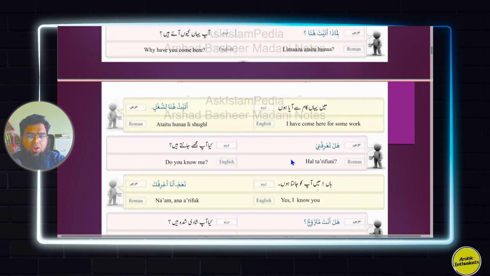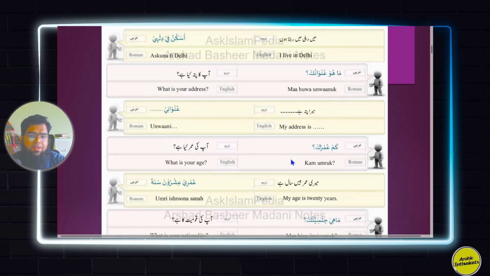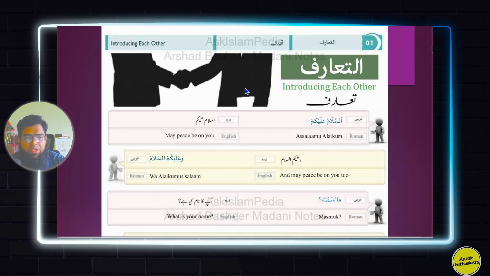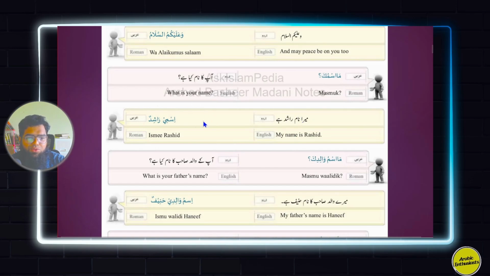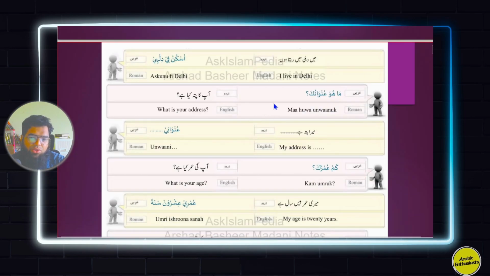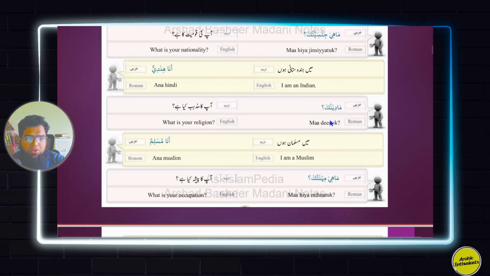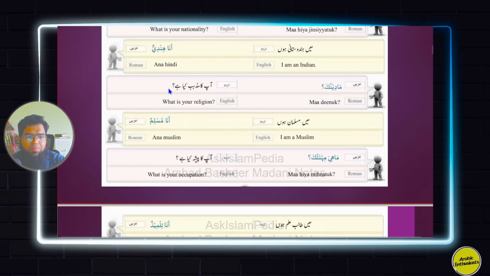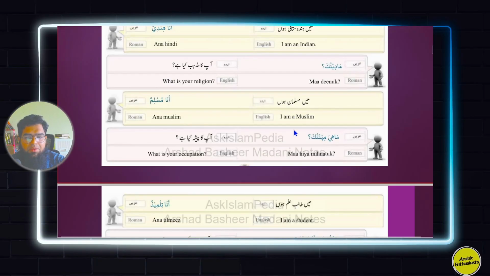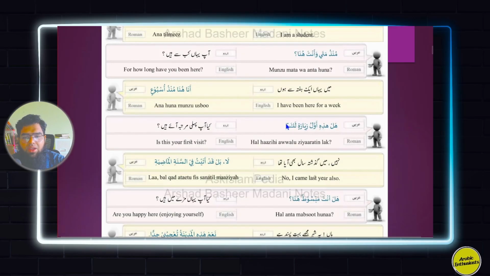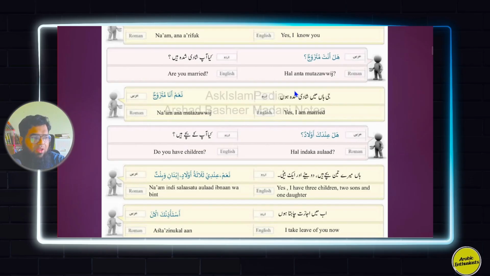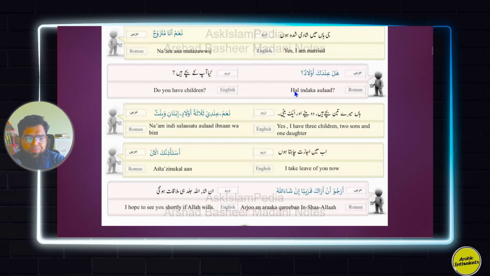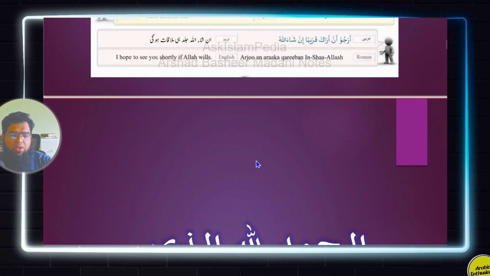So there are some dialogues, you can practice with your friend or with AI also, maybe, right? Give them these photos and ask them to be the second person, and then you can try to practice out. ما هي جنسيتك؟ ما دينك؟ أنا مسلم. ما هي مهنتك؟ منذ متى وأين أنت هنا؟ هل هذه أول زيارة لك؟ So you can write them down and stick them somewhere. Just if you like speaking, أرجو أن نراك قريبا إن شاء الله. I hope to see you shortly إن شاء الله.